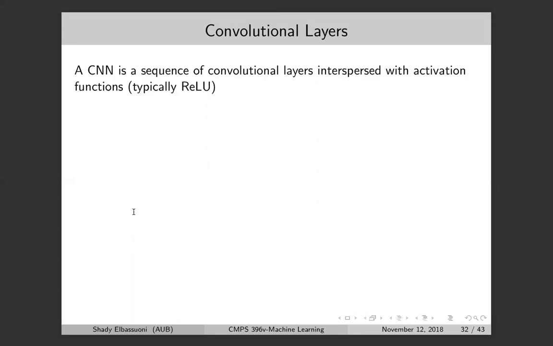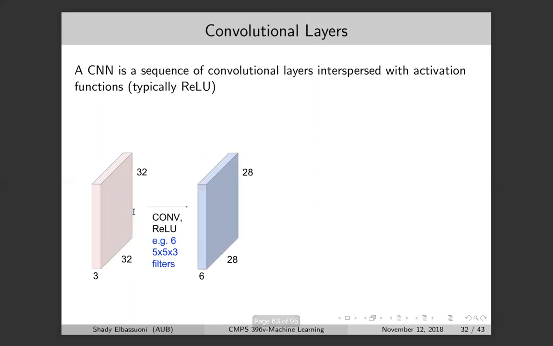So a CNN is a sequence of convolutional layers interspersed with activation functions, typically ReLU. So what you do is you have an input image, which is typically of depth 3, and some height and width. So some number of pixels for height and width. You apply a convolutional layer. What is a convolutional layer? A set of filters, for example, 6, 5 by 5 by 3 filters. Why 3? Because the input depth is 3. So it's exactly the same as the input depth.